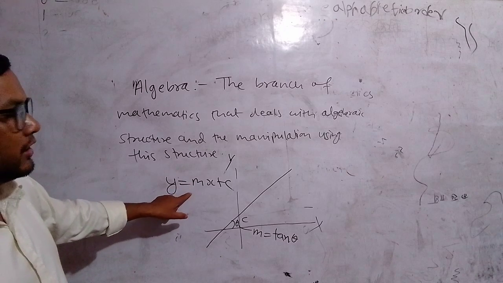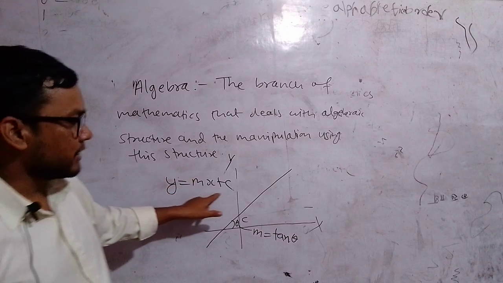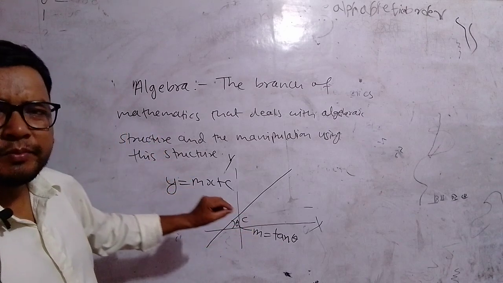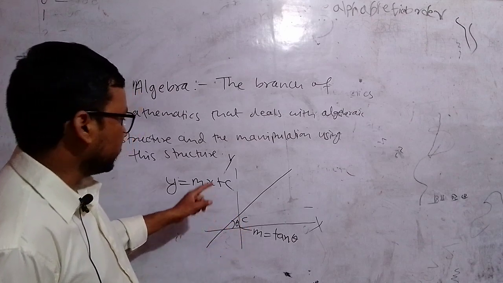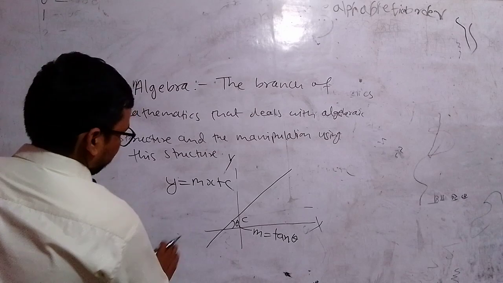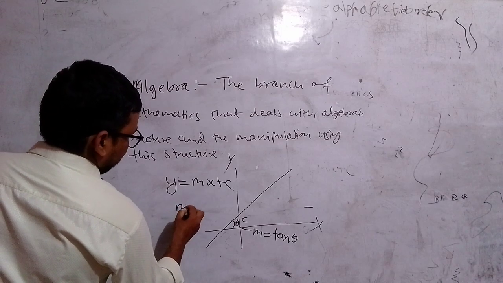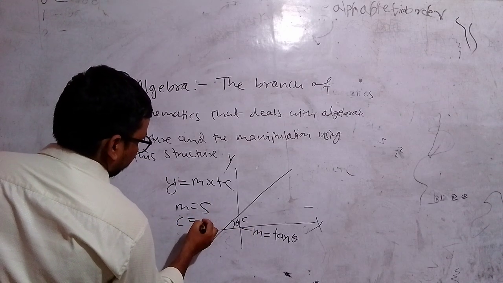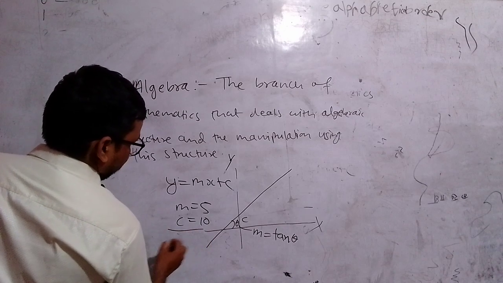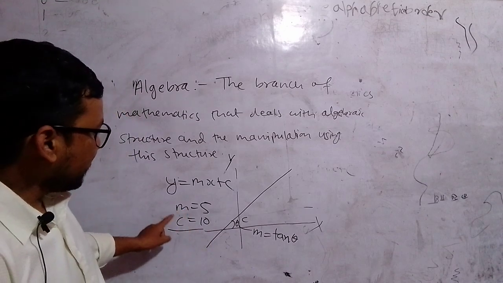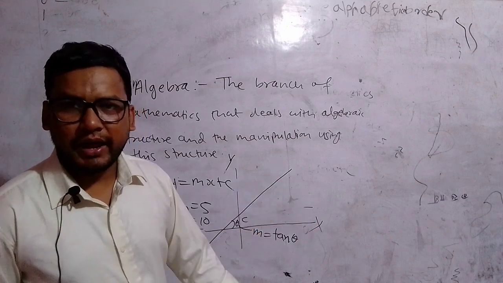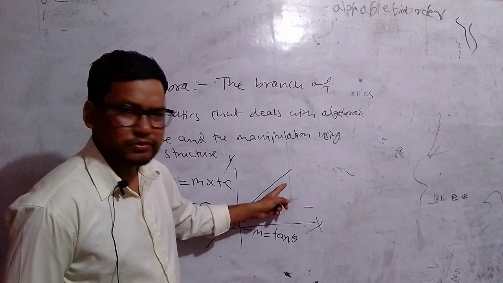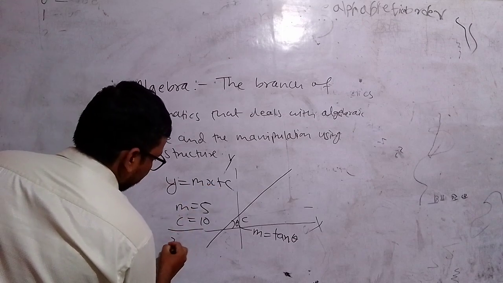That means this is algebra. We deal with these types of equations in algebra. And not only this, but manipulations using this structure also belong to algebra. For example, let m be equal to 5 for this equation and c be equal to 10. Now these are constants. M and c are constants for one particular line, and x and y change depending on which coordinates we take. Now let the value of x be equal to 2.